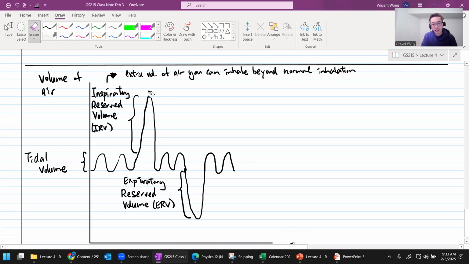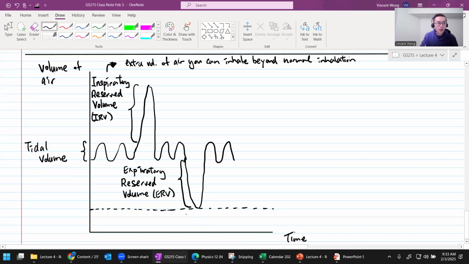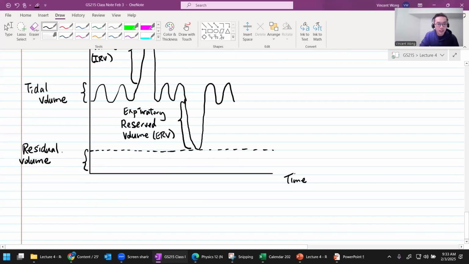Okay? I'm not going to write it. I think it's pretty self-explanatory. It's the opposite of that, right? So even if you breathe out as much air as you can, your lung volume is still not going to be zero. What you have left in your lung is called the residual volume, or RV.